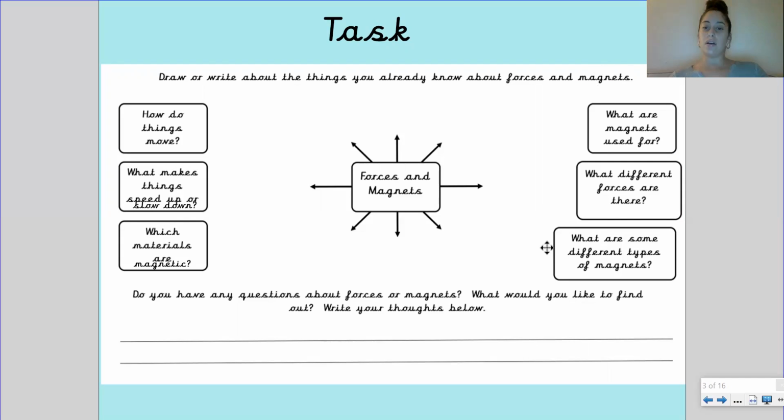So if you know the answer to these questions, or you think you might have an idea, just write your ideas down as a spider diagram on your piece of paper. Once you have answered these questions and created your spider diagram, underneath it you can write down any questions that you might have about forces or magnets. What would you like to find out? What would you like to learn about forces and magnets? You can write them down as bullet points or questions underneath your diagram.